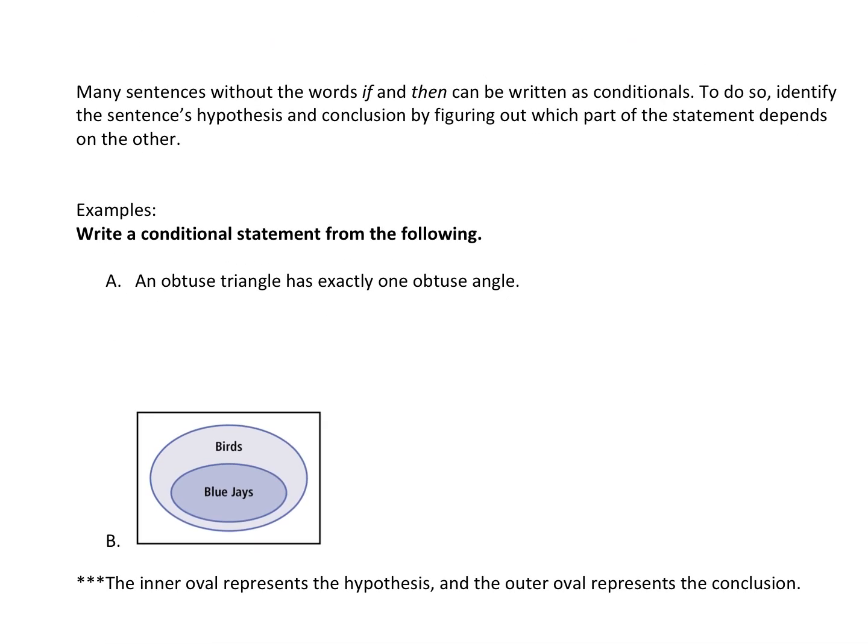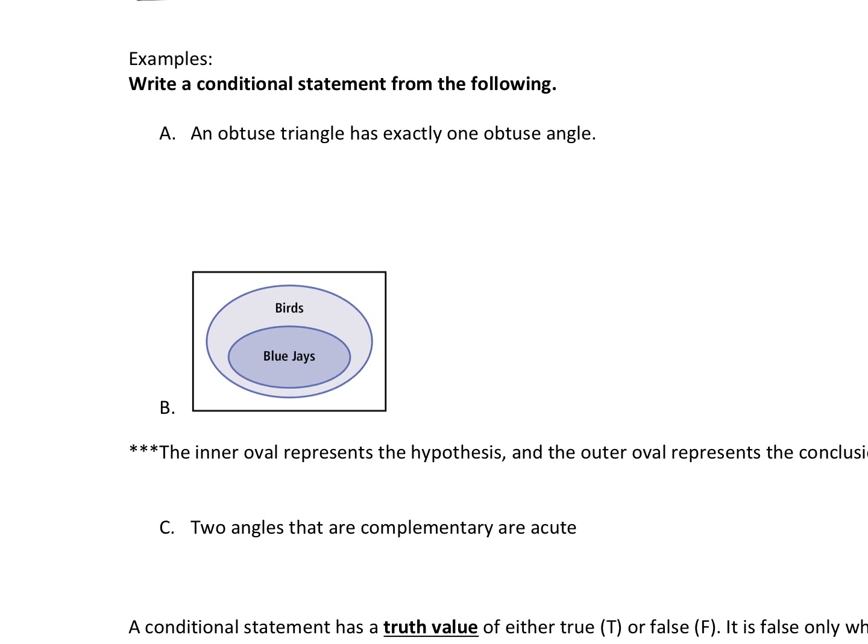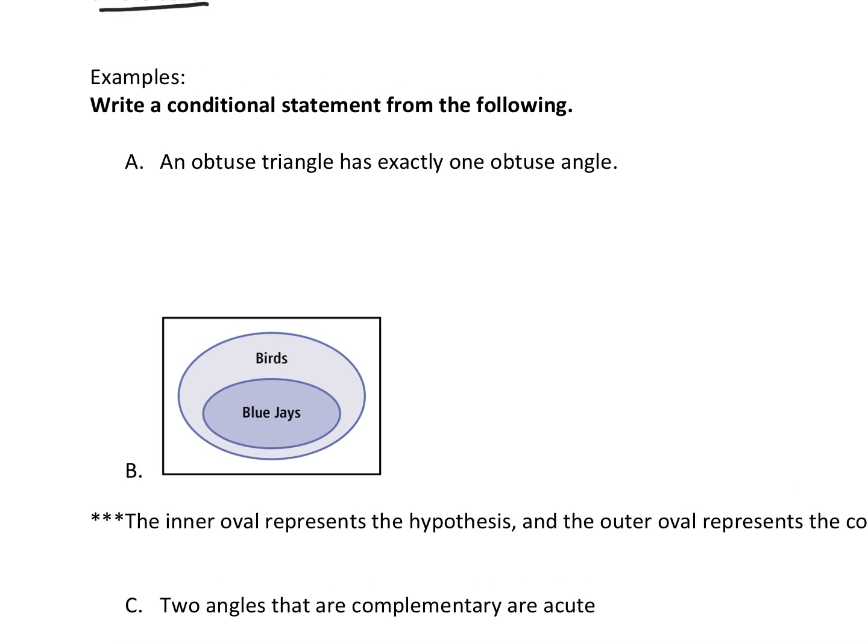So here we can see that many sentences without those indicator words if and then can be written as conditionals. What we need to do is figure out which part of the statement depends on the other. All right, so we're gonna look at a few examples here to see if we can make sense of them. I am going to work through each of these. If you want to pause and try them on your own at any point, that's the advantage of being on video here. So here in statement A, they tell us an obtuse triangle has exactly one obtuse angle.